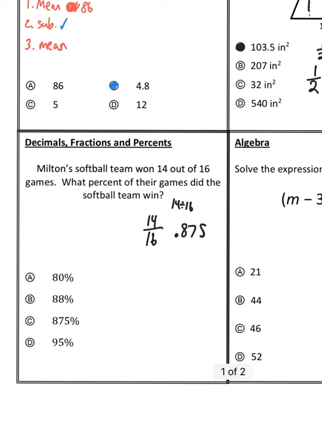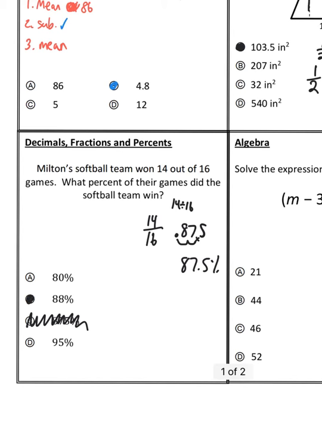0.875. Now, do not fall for the trick and choose 875%. To change this to a percent, you have to move it twice to the right, which makes it 87.5%. And that rounds to 88%, which is B.